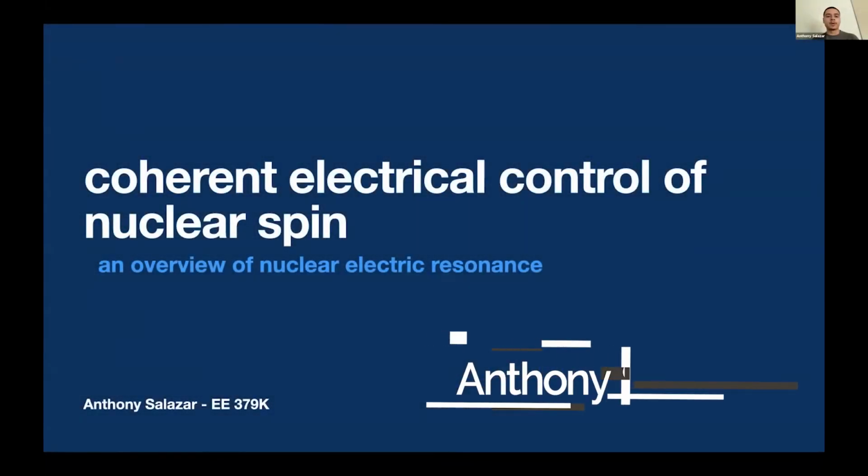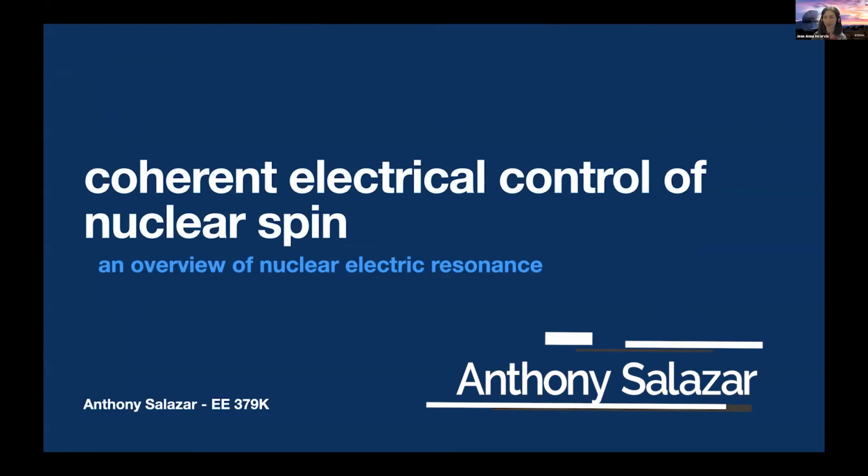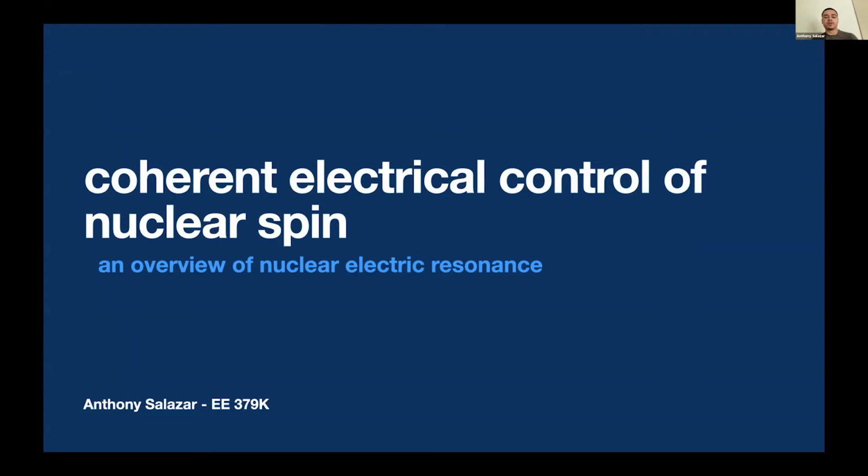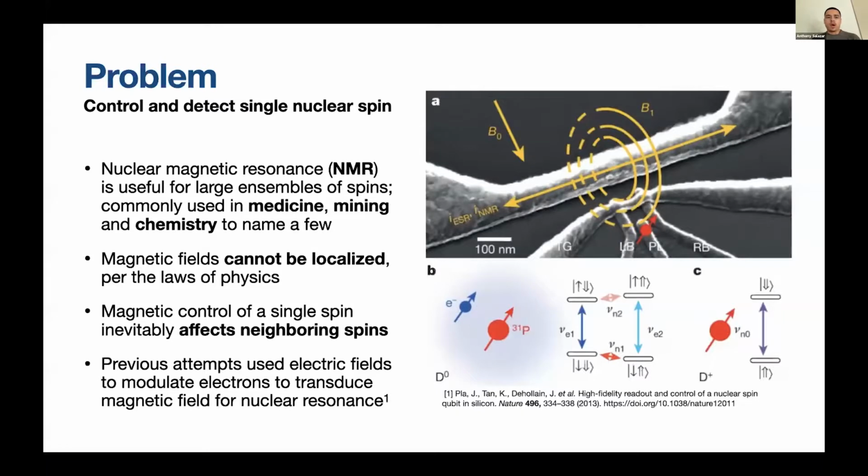So today I'm going to talk about nuclear electric resonance and a means of controlling nuclear spin via this method. So we have a problem. We would like to control and detect a single nuclear spin in an atom. That could be, for example, phosphorus or antimony.